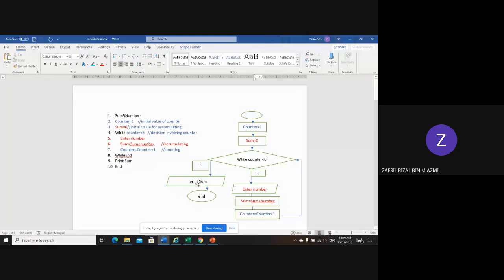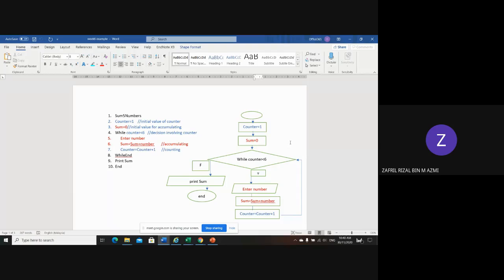So clearly, what should we change over here? What variable should we change, class? Which variable must we change? What variable is controlling the loop in this case? Counter. The counter is the one controlling the loop. So clearly we need to do something with the counter.